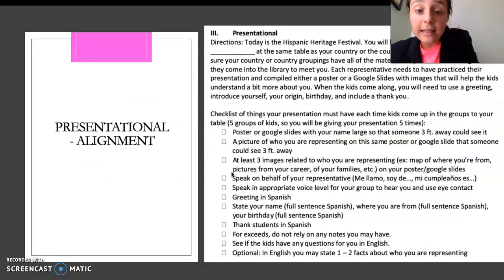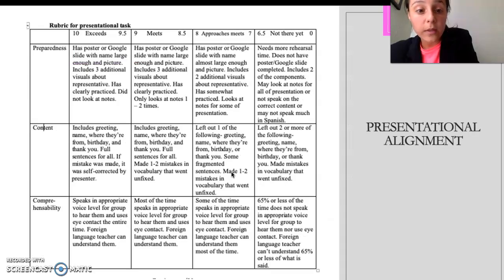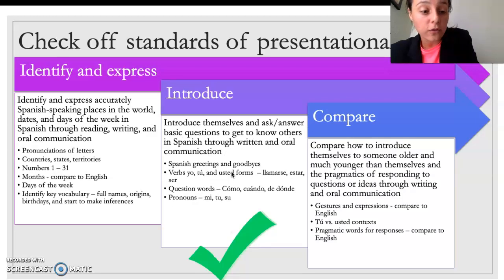Thirdly, the presentational. At the Hispanic Heritage Festival, they will have Google Slides or a poster to go along with it. Checklist. This meets the introduce themselves.